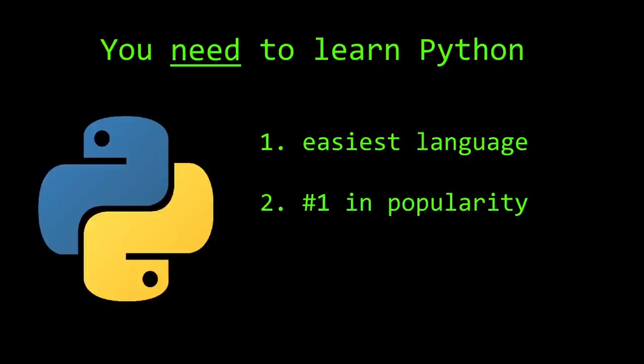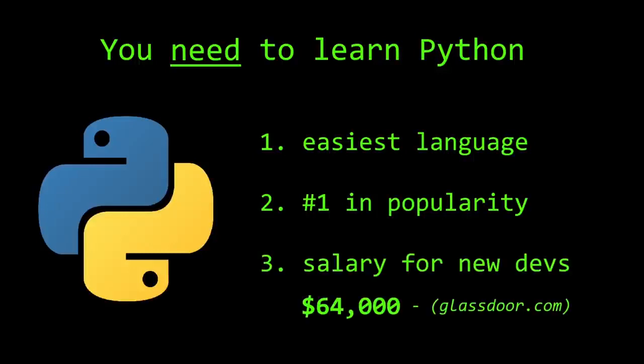Python. It's the easiest programming language to learn, as well as being the most popular in the world right now. And according to Glassdoor, the salary for new Python developers in the United States is $64,000. If any of this sounds good to you, well then, let's get started.